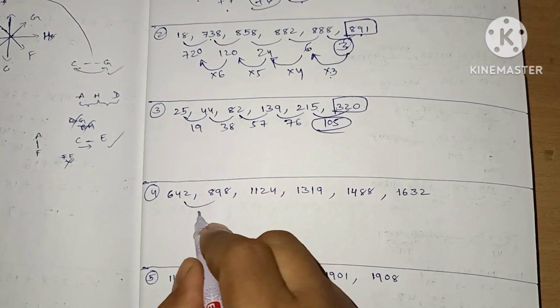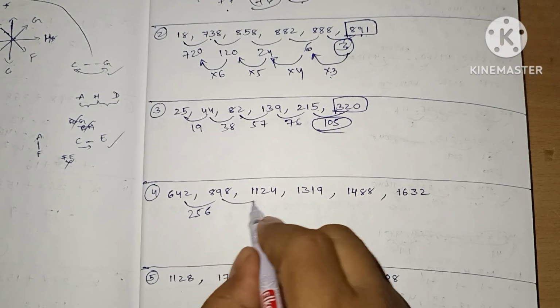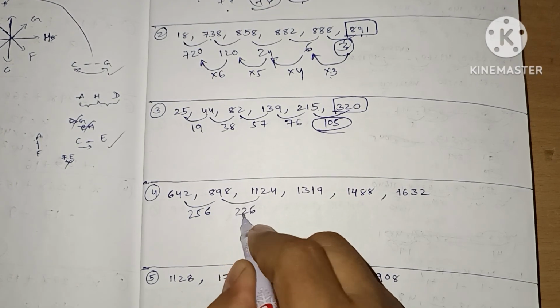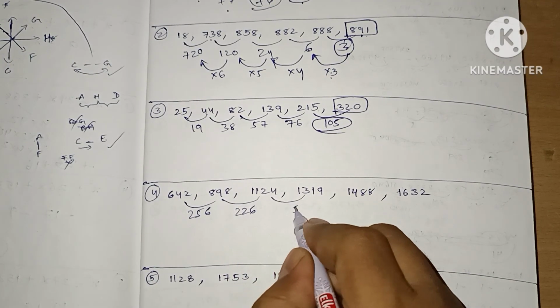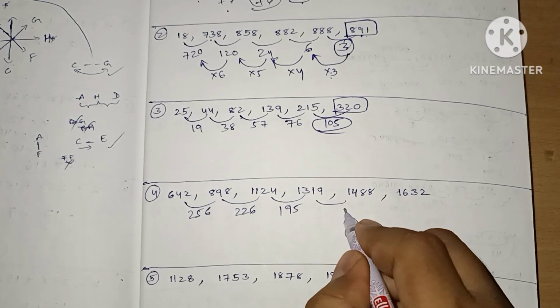Here the difference is 652, 256 is a square number. Let's see further. This is 6, 2 and 2, near to a square. This is 5, 9 and 1. This is also near to a square.